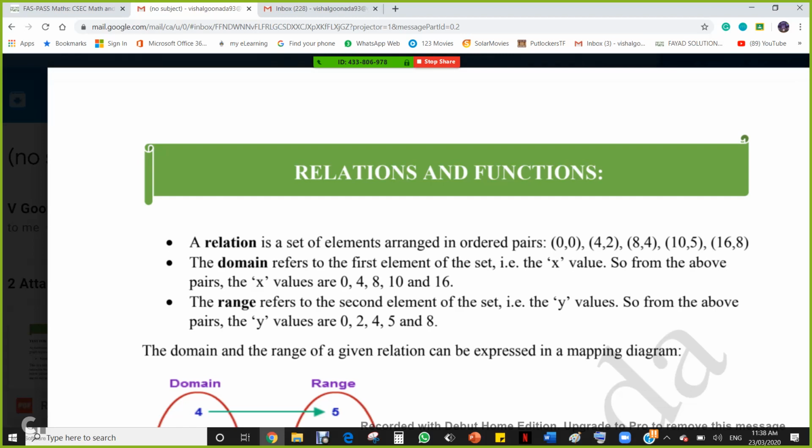Okay, so a relation is a set of elements arranged in ordered pairs, and from coordinate geometry, you're also supposed to know what ordered pairs are, right? And of course, the first coordinate represents which one? X. And the second one is called? Y. Correct. So a relation is a set of elements arranged in ordered pairs. So we have (0, 0), (4, 2), (8, 4), (10, 5), and (16, 8). The domain, however, refers to the set of first elements.